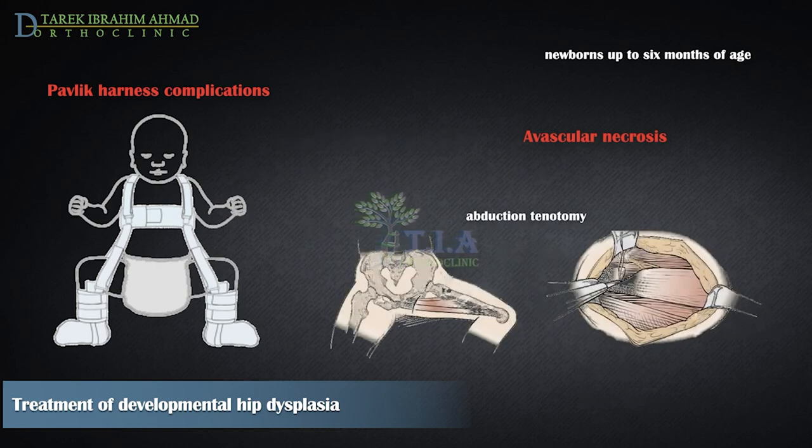A popular method of increasing the safe zone is to perform an abductor tenotomy. The abductor tenotomy theoretically would increase the maximum unforced abduction and increase the safe zone.